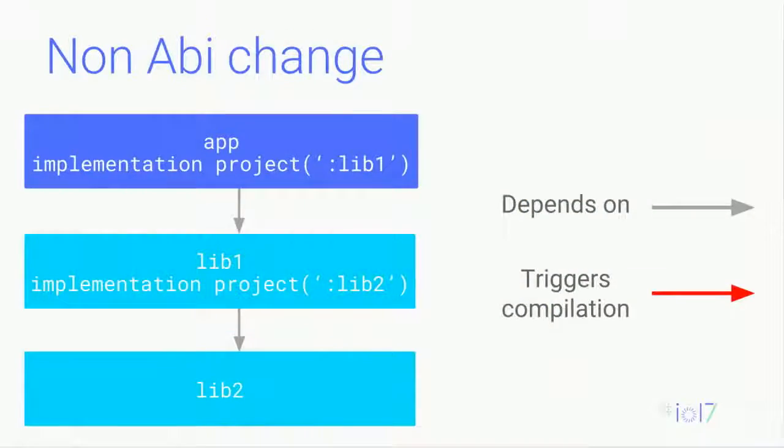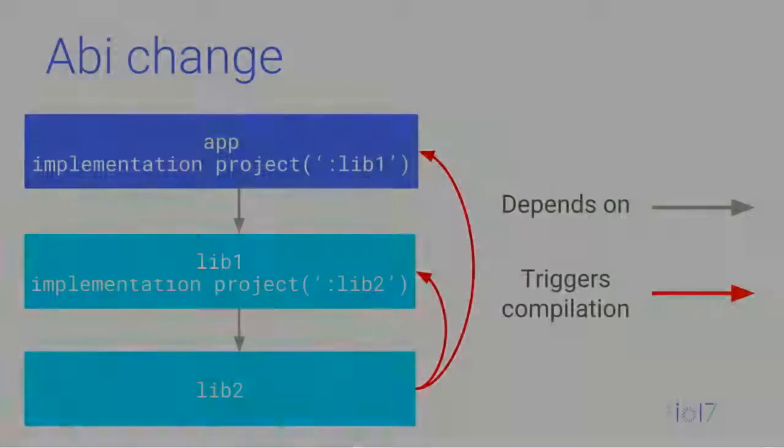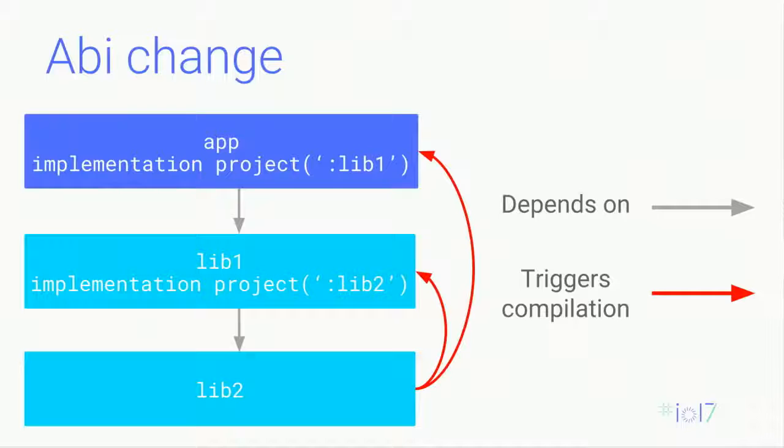You're changing lib2, lib1 and app are not recompiled. No change here. But if you switch to the ABI change, this was what we used to have. Now, with an ABI change, app is not recompiled any longer. Only lib1 will be recompiled because lib2 is not visible to app.